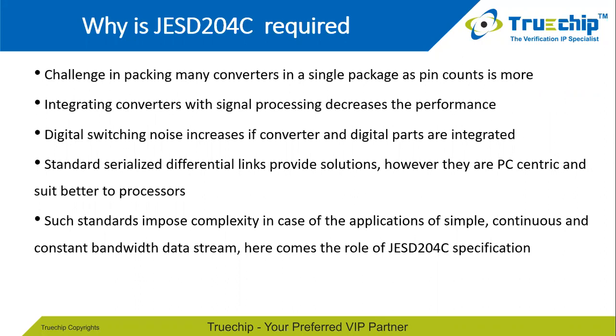If converter function and digital VLSI are integrated, it puts performance limits on mixed signal design, increases the digital switching noise into sensitive analog circuit parts, and adds some cost also. Now, there are some standard serialized differential links which provide solutions in this case. However, they suit processors better, while for other applications where a simple continuous data stream is required, such PC-centric interfaces impose some additional complexity and overhead. For such applications, a specification is required which enables front-end data acquisition systems to take advantage of high-speed serial links with minimal overhead. The JESD204 specification addresses this need.